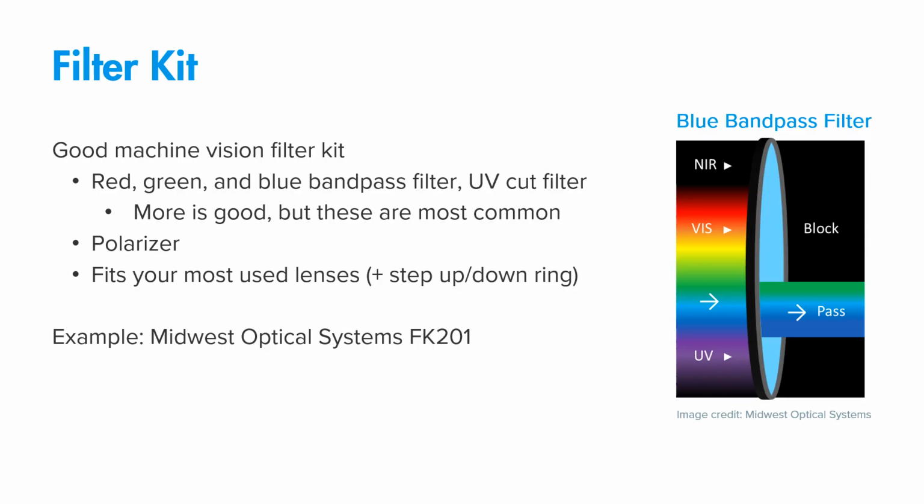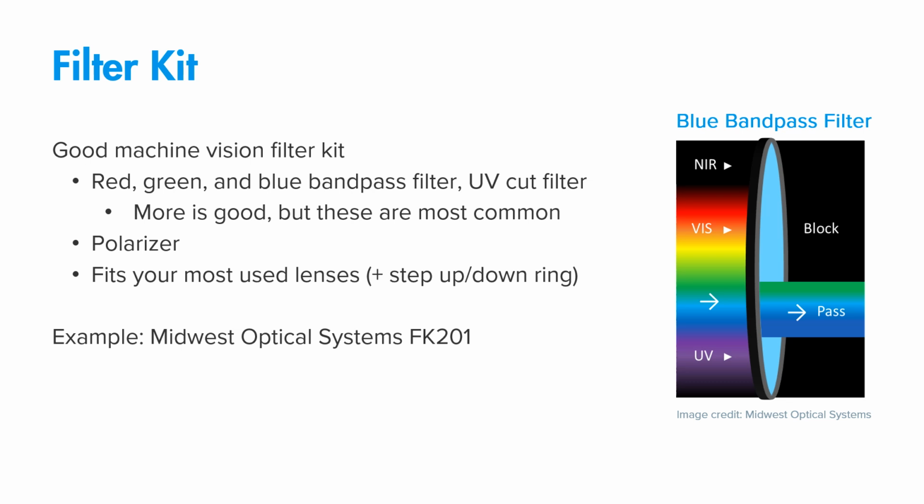So now we're going to get into kind of lighting equipment that we recommend. That's not necessarily lights or powering the lights. The first one I've touched on is the filter kit and getting a good machine vision filter kit. The minimum that it should have is a red, a green, and a blue bandpass filter with a UV cut filter. More is good. Like I said in the wavelength slide, if you want to test and see if a cyan is the best color, you need a cyan filter. So if you have that, that's great, but these are the most common that you're going to need.